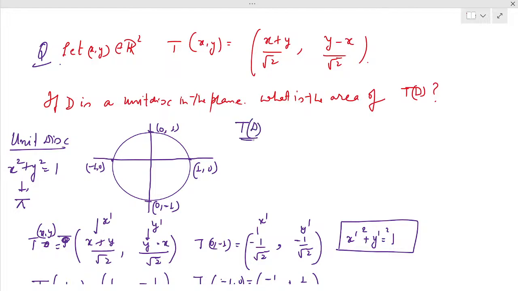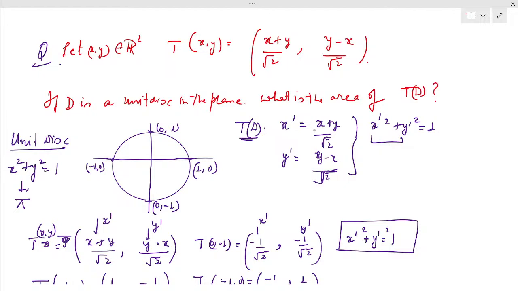So see what T is here. x dash is equal to (x plus y)/root 2, right? And y dash is simply (y minus x)/root 2. If I square them up and add, I'm only going to get 1. So after all, this is also a unit circle. So the area would be pi into 1. This is simple. I think the area should come as pi only. Let me check. Area should come as pi.